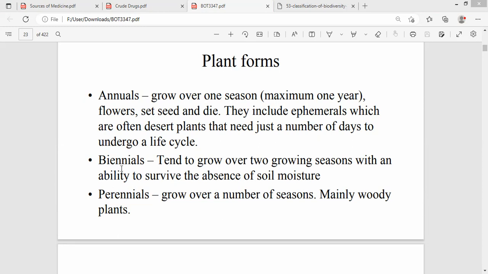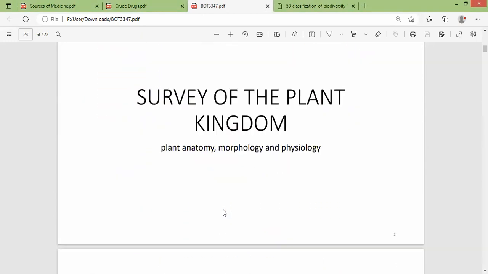Then we know bi means two, so it has two growing seasons. Then perennials, they have a number of growing seasons. So essentially, you want your staple food to be perennial. Something like maize, you want it to be perennial. It grows over a number of seasons or throughout the year.